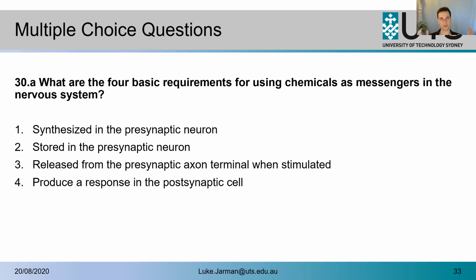Broadly speaking, as we mentioned, an action potential causes calcium release, and the buildup of calcium concentration is what causes your vesicles to release neurotransmitters. And finally, when those neurotransmitters act on their target receptors in the postsynaptic neuron, they need to produce a response, whether that response be a new action potential or whatnot. So those are your 4 basic requirements. I have definitely seen that as a past question.